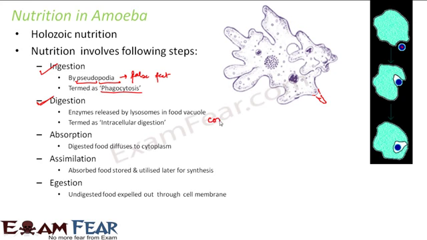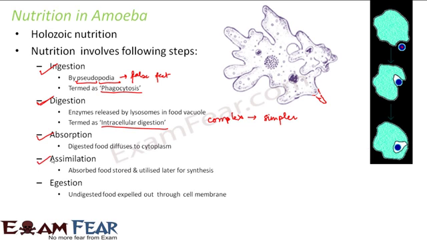Where will this take place? This will take place inside the food vacuole, complex food into simpler form. This is known as intracellular digestion. Why is this called intracellular? Because this process of digestion takes place within the cell. The third step is absorption. What is absorption? The digested food then diffuses into the cytoplasm. Once the food is digested, that simple food will come back to the cytoplasm, and it gets spread all over. So the food gets absorbed by the cytoplasm.